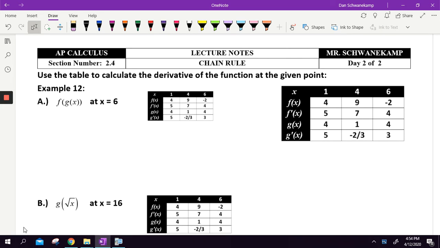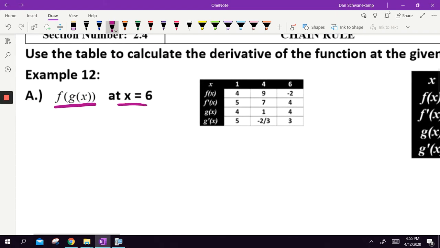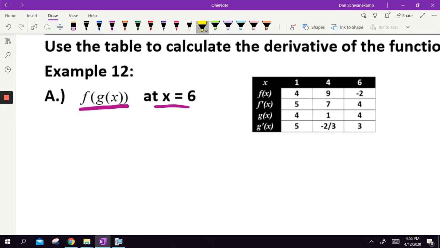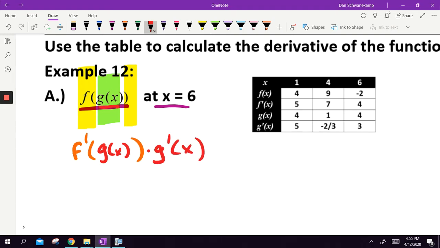Let's get to it. Use the table to calculate the derivative of the function at a given point. So we've got f of g of x. We are finding that derivative at x equals 6. So the first thing you've got to recognize is, what rule do I need to take this derivative? And hopefully you recognize that I'm going to need chain rule, because I've got an outside and an inside function. So let's do it. The derivative of the outside, the derivative of that f of x is going to be f prime of x. I'm going to rewrite the inside, and then I'm going to multiply by the derivative of the inside. The derivative of g is g prime.